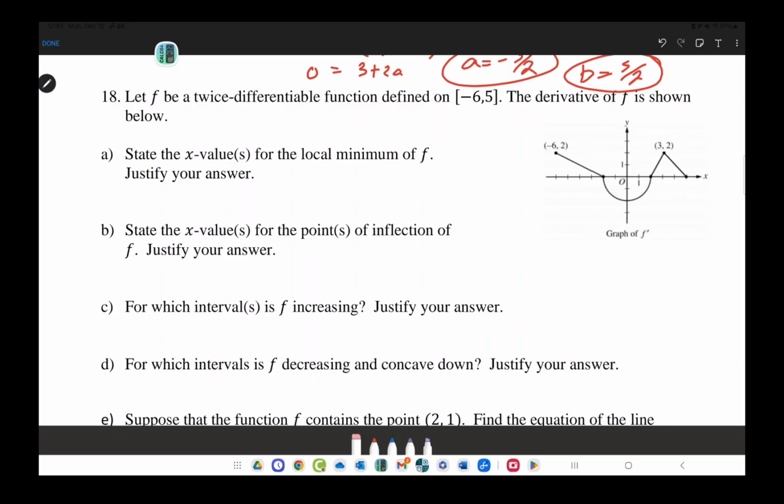Now you do have to be careful. So let's go through this. State the x values for the local minimum of f. We just said it was x equals 2. f prime of x changes from negative to positive. And that is exactly how you need to state that.